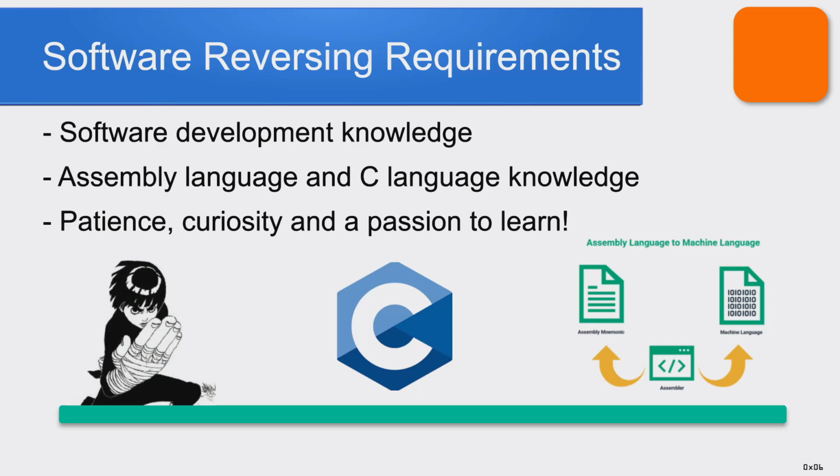To me, C language is the closest you come to assembly language without getting into assembly language. C allows you to do bit manipulation, and it comes the closest to assembly language of all the high-level languages in my view. And then the patience, curiosity, and a passion to learn.